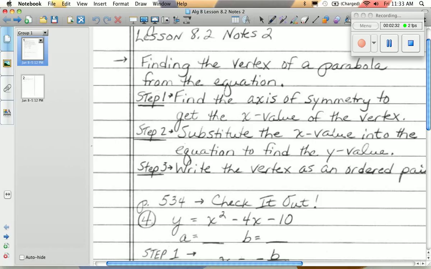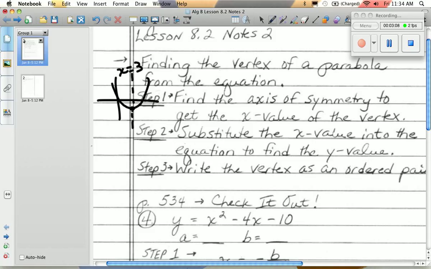So let me even draw a nice little picture here of what I'm talking about. Let's say here's my parabola, and the axis of symmetry is typically drawn as a dashed line. And I say to you that the axis of symmetry for this particular parabola is x equals 3. What would the x value of that vertex be? 3. Because every point on that line has to have an x value of 3. So does the vertex.